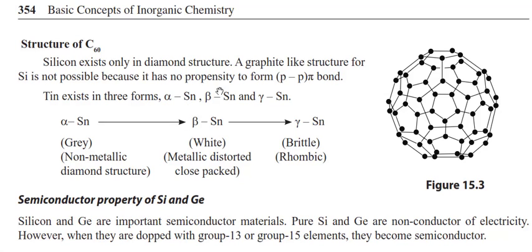So this is the general introduction about silicon, so don't be confused. As we have already seen in the table, silicon has a diamond-like structure, and a graphite-like layer structure is not possible for silicon, since it has no p-pi bonding property. We had already seen that tin has 3 forms: alpha tin, beta tin, and gamma tin, from alpha to beta and beta to gamma. These are non-metallic diamond, metallic distorted, and rhombic forms. It is gray, white, and brittle.